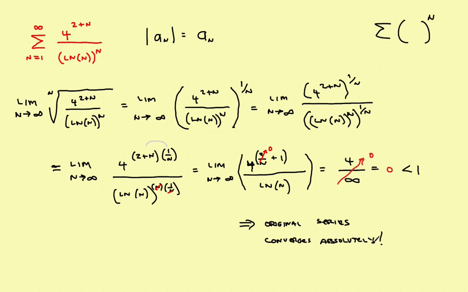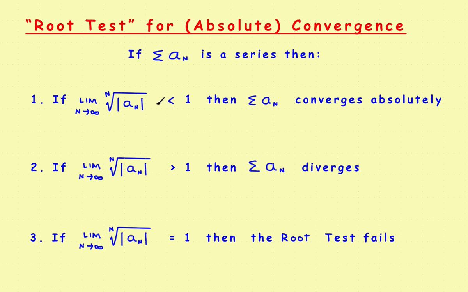And again, the trick on this is change this nth root to a 1 over n exponent, and really it's all applying the exponent rules from there. Apply your exponent rules, take the limit, and you'll get an answer. And again, depending on if it's less than 1, it converges. Greater than 1, diverges. If it's equal to 1, then the test fails.